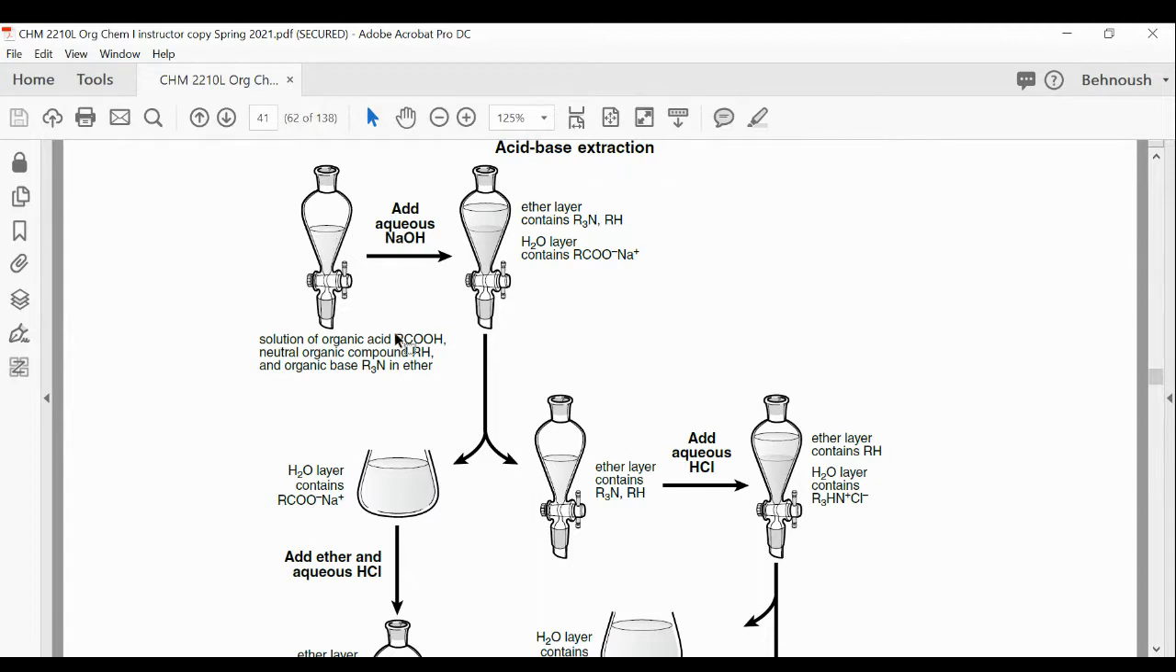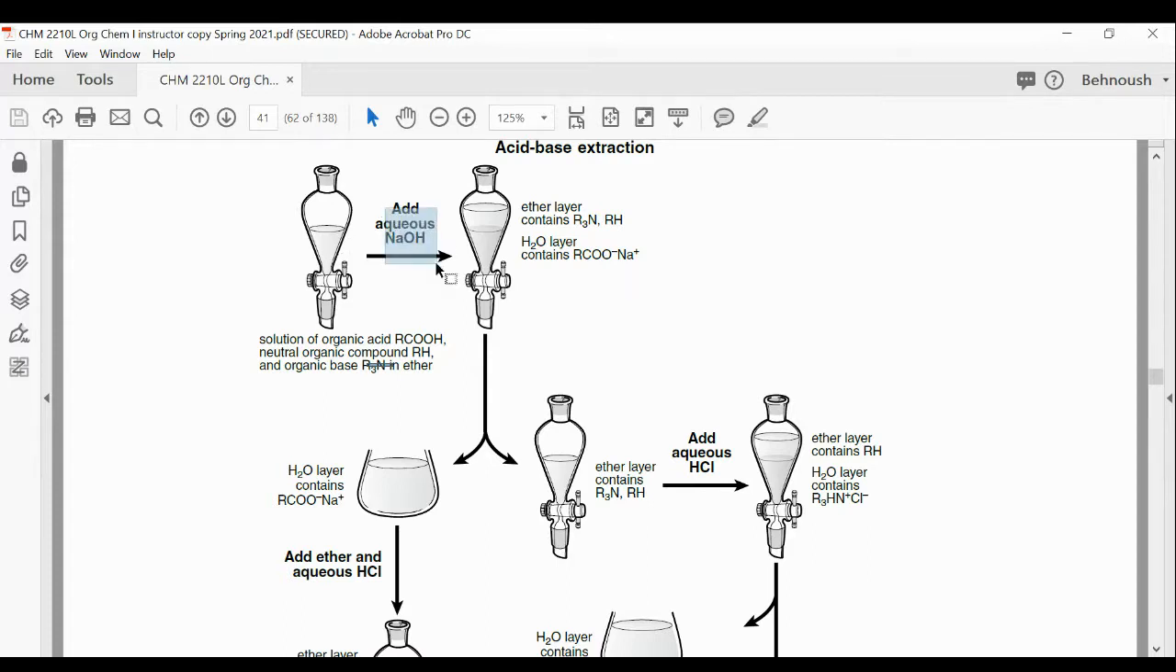components. Let's say you have a carboxylic acid. This is an organic acid, and ether is polar enough to dissolve this. And then R3N is an amine. Amine is a base. So it's not neutral, it is a base. So you have an acid and a base, both of them dissolved in ether. Now, you have to add the reagent.